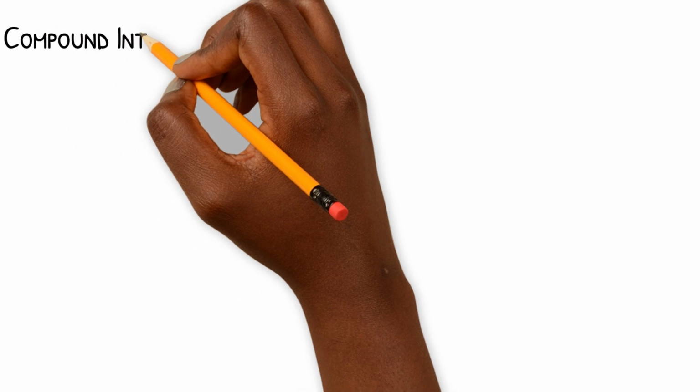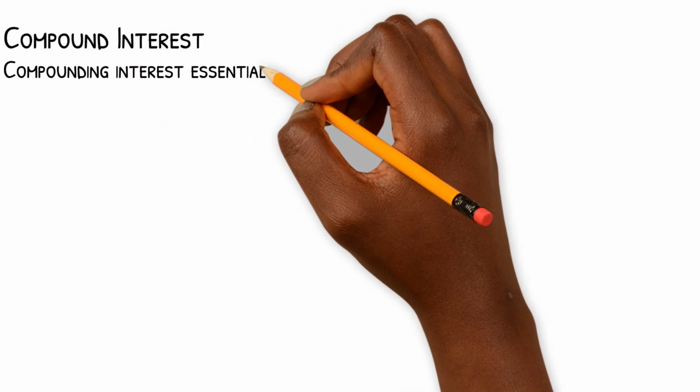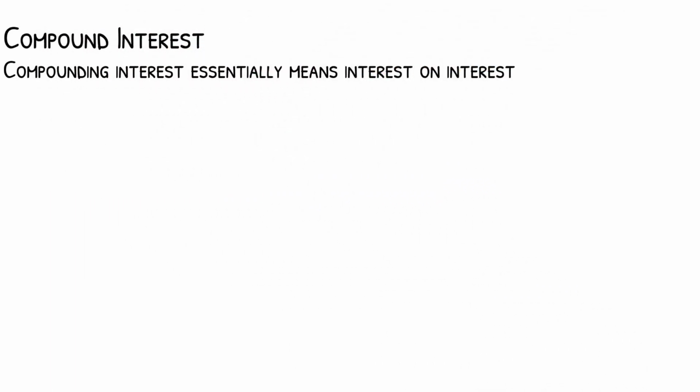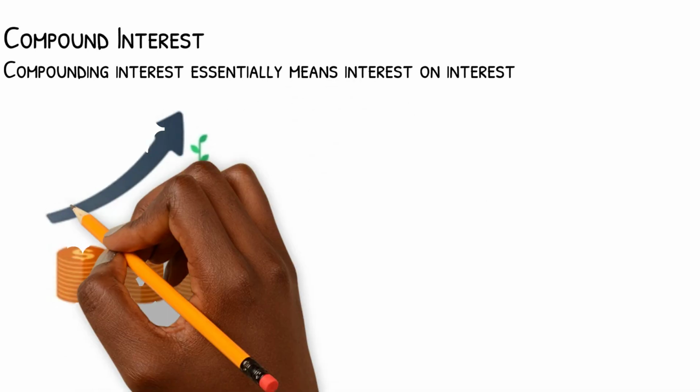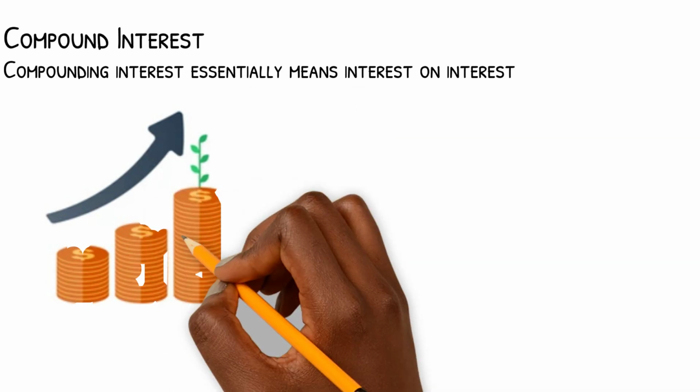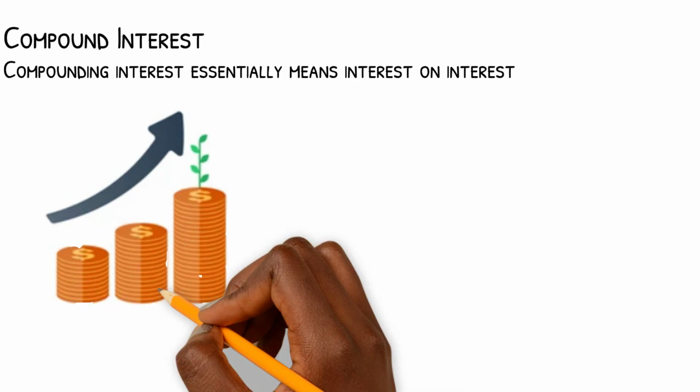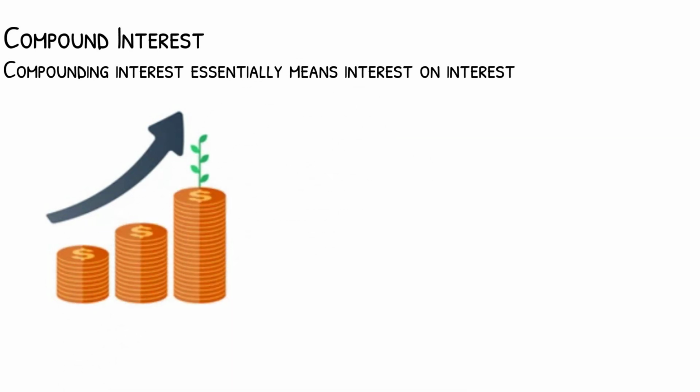Compound interest. Compounding interest essentially means interest on interest. The interest payments change each period instead of staying fixed. Simple interest is based solely on the principal outstanding, whereas compound interest uses the principal and the previously earned interest.